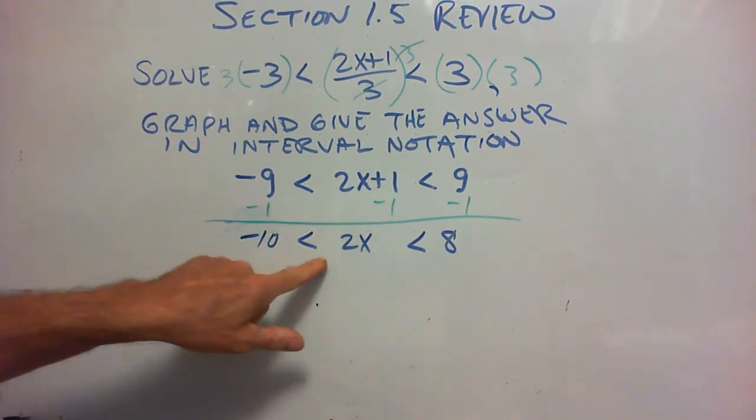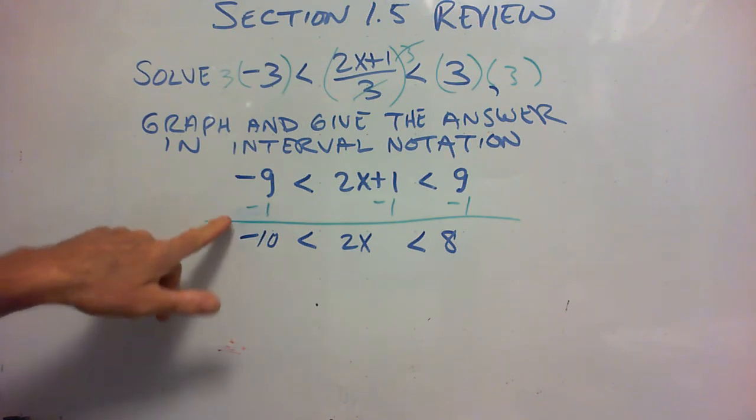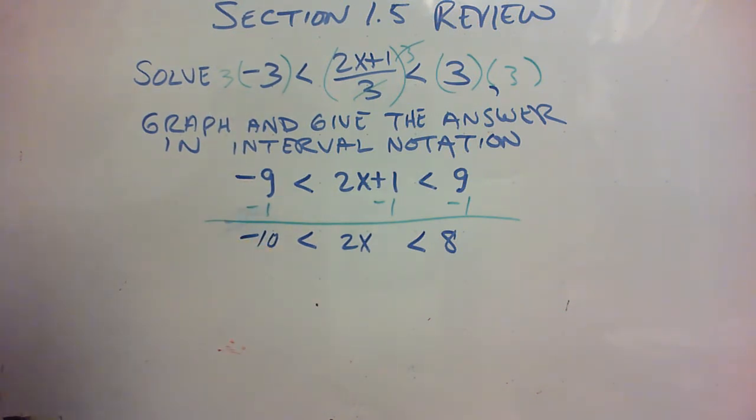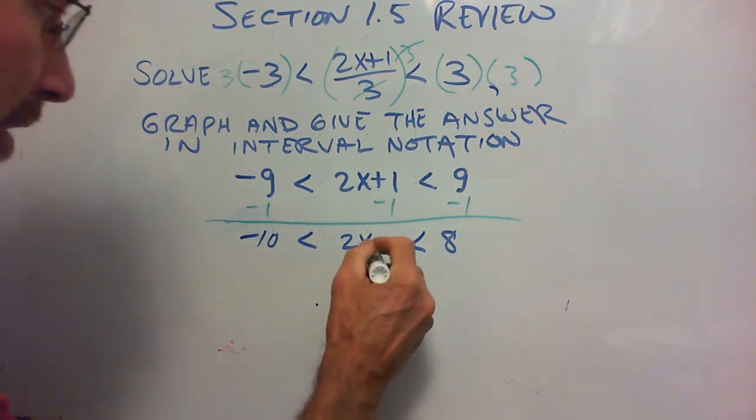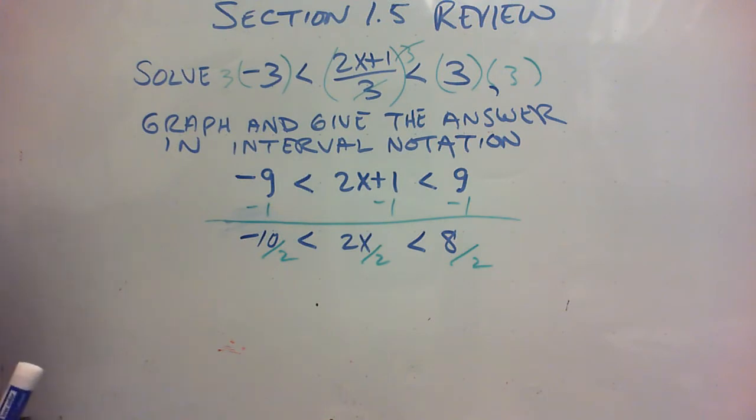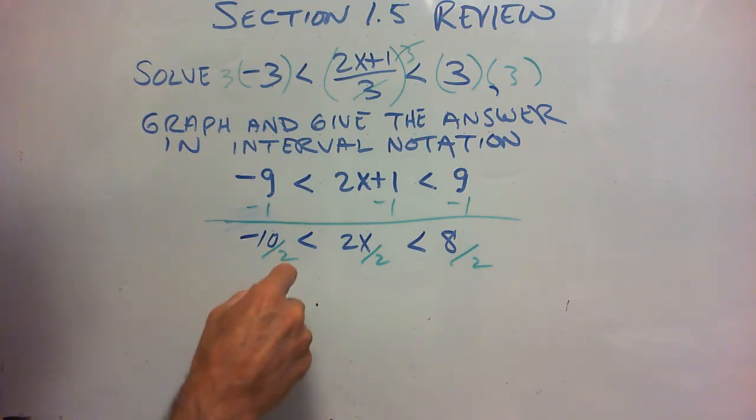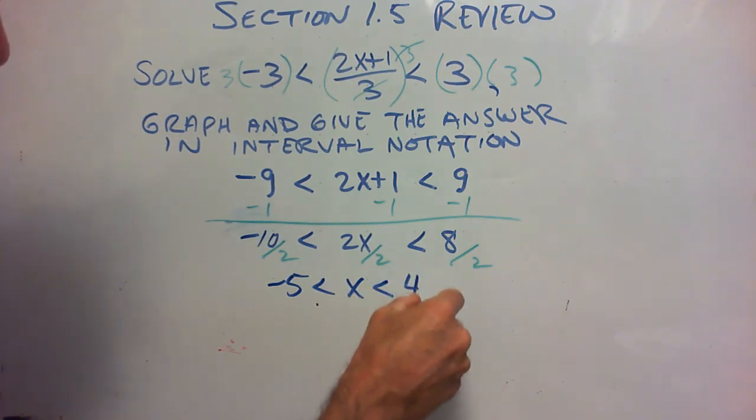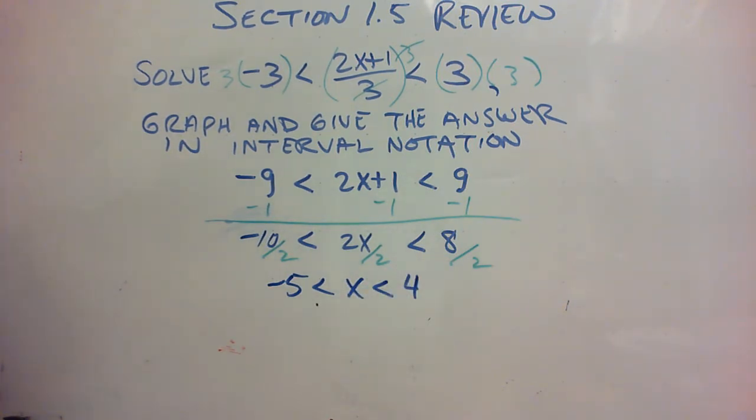Then we subtract 1 from all three parts, and that gives you negative 10 less than 2x less than 8. And then finally divide all three parts by 2. So our final result is negative 5 less than x less than positive 4.